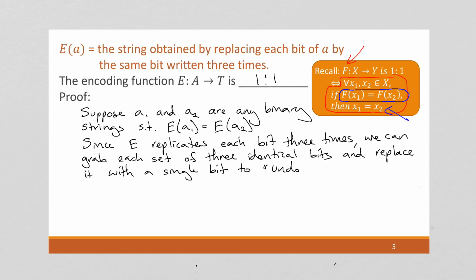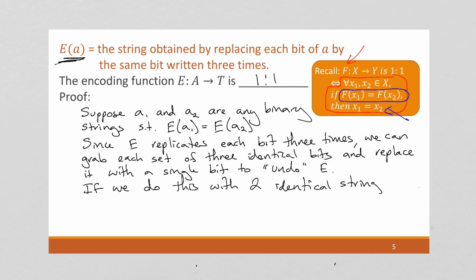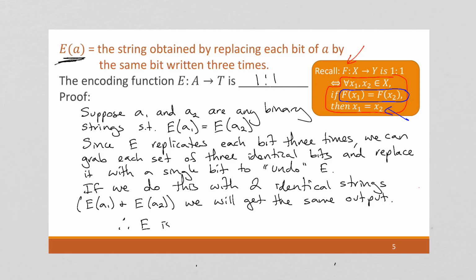to undo E. All right, so all E was defined to do was take a bit and replicate it 3 times, right? We talked about E up here. And so I'm going to take each set of 3 and replace it by 1. So I'm undoing E. And if I do this to two identical strings, E of A1 and E of A2, we're going to get the same output. So therefore, E is 1 to 1.